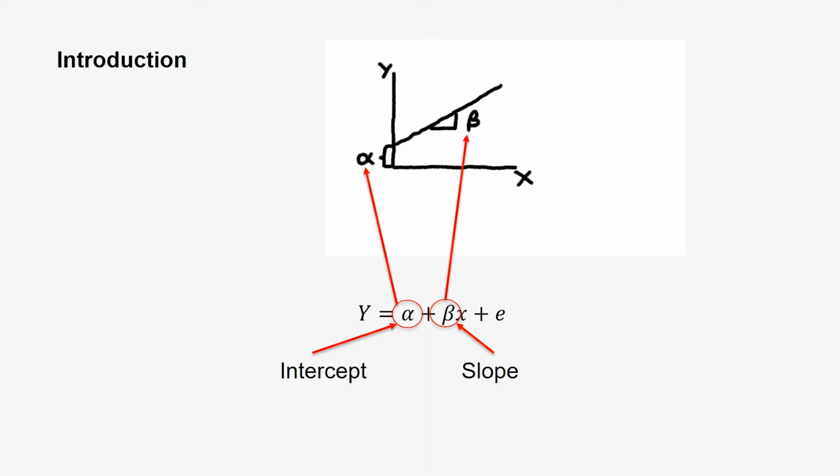Alpha is called the intercept, while beta is called the slope. So, where we start on the y-axis and the degree of the slope, which can be positive or negative. In this case, it's rising, so it is positive.